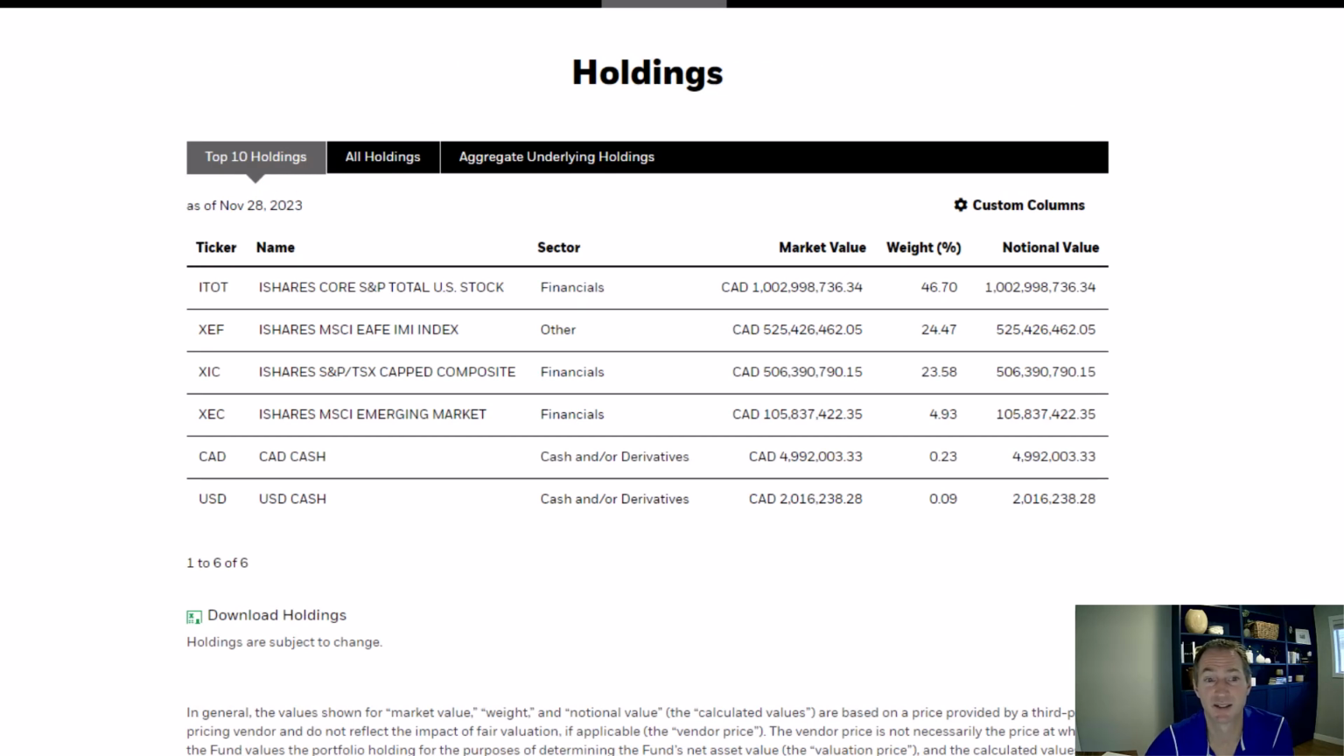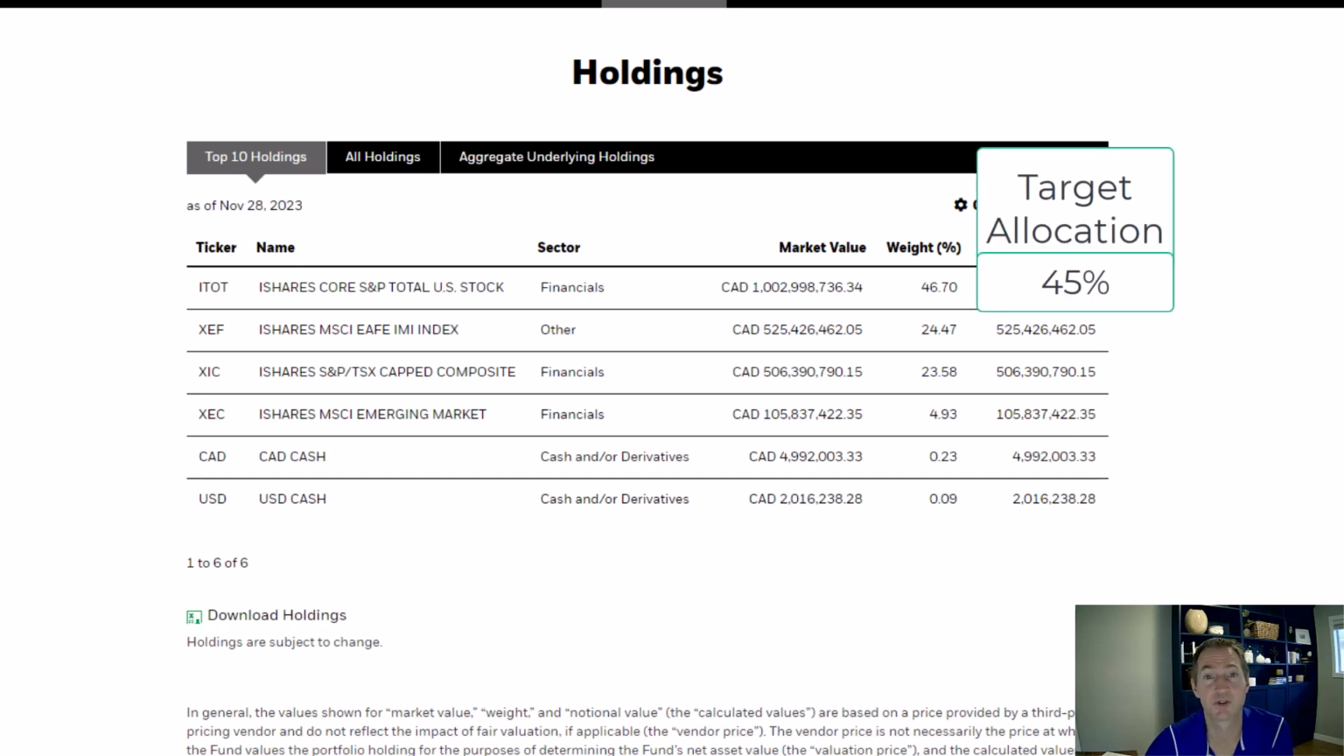So you can see that ITOT, that's the US ETF that they use, XEF, XIC, and XEC, and you can see their weightings. So ITOT right now, their target allocation was 45%, and it's currently at 46.7%. XEF, their target allocation was 25%. It's at 24.47. XIC's target allocation was 25, and it's at 23.5. So it's all very close to their target allocation.